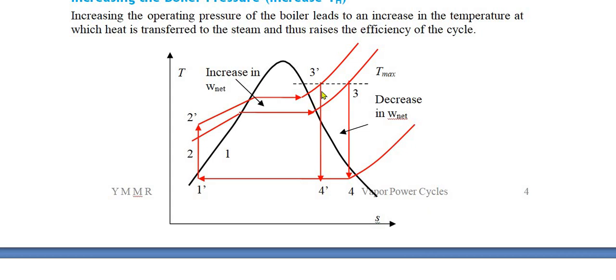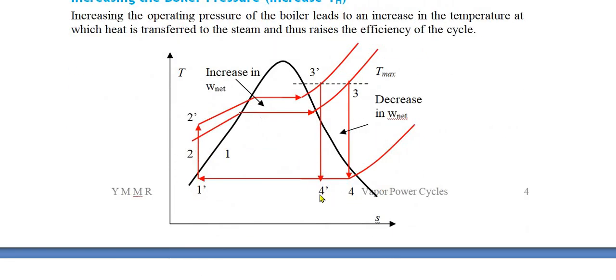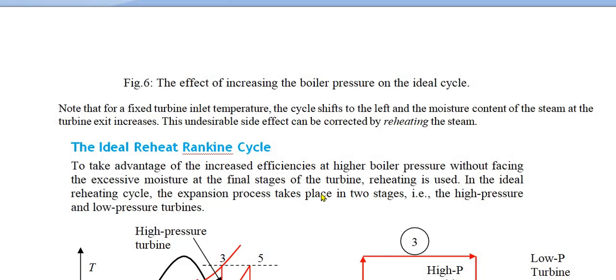Okay. Now what is the main problem here? Observe 3 to 4. The point 4 is far away from the vapor line, which means it is a two-phase mixture. It is slightly liquid, but it is vapor only. But 4 is liquid plus vapor. Due to this, what will happen? Due to the liquid present inside the steam, it will corrode the blades of the turbine. That is the problem with increasing the boiler pressure, because point 4 is shifted to the left side. Okay. So next we will see the other types of efficiency increasing methods.